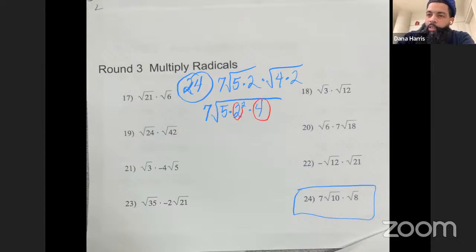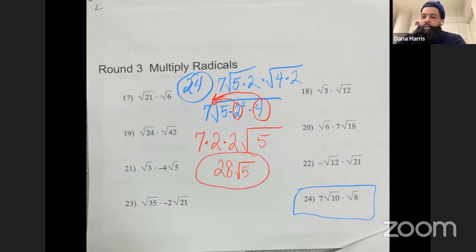this one and this one. Now we got to take the square root of this 4, which is 2, and then we just take that 2 right there. So we end up with 7 times 2 times 2, square root of 5. 7 times 2 is 14. 14 times 2 is 28. So we get 28 times the square root of 5.